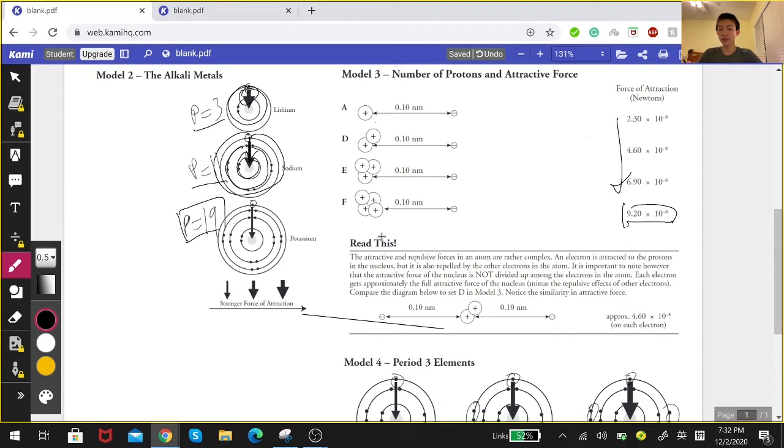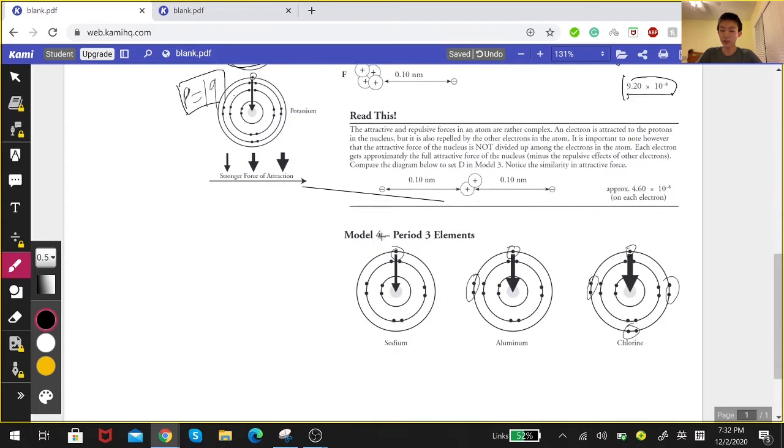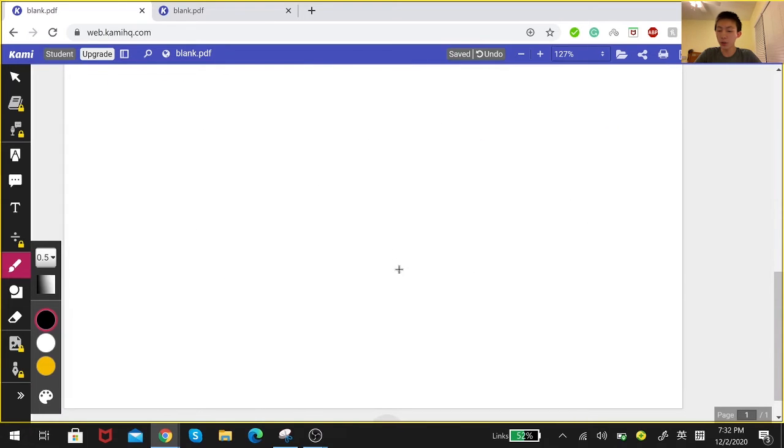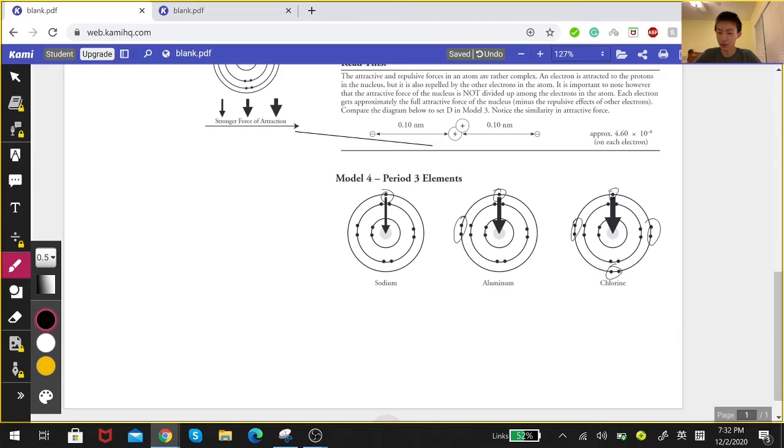More protons means more force of attraction. And now here's the example. All three of these outer electrons are equally distant away, as you can see over here, 3 shells away. All these are equally distant, and now you're going to see which one has more protons. This one, sodium, Na, has 11 protons. Aluminum has 13 protons, and chlorine has 17.